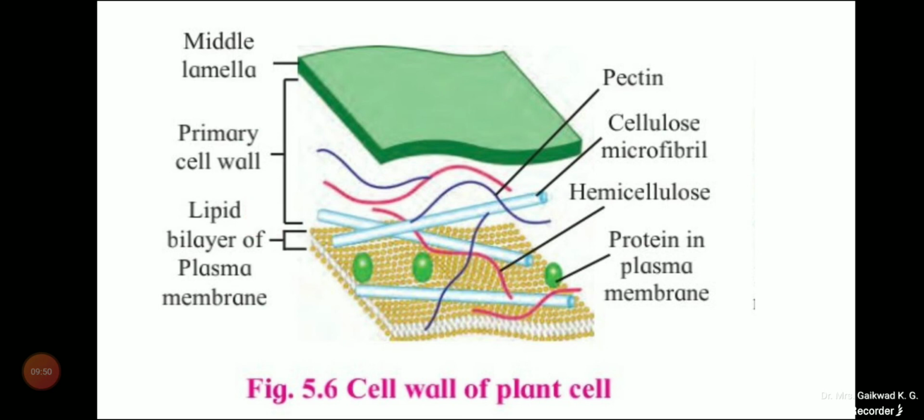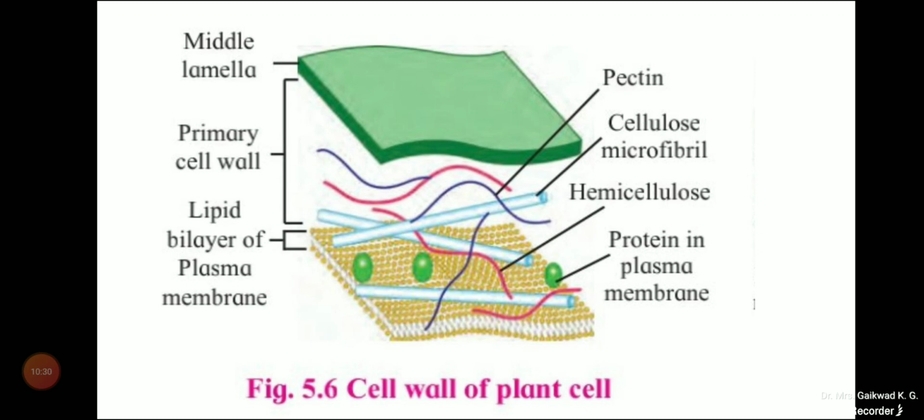Next to this is the secondary wall, but it is present inner to what? The secondary wall is present inner to the primary cell wall. Once the growth of the primary cell wall stops, the secondary wall is laid down. It means that when the primary cell wall growth is completed, afterwards the formation of the secondary cell wall starts. At some places the thickening is absent, which leads to the formation of pits.